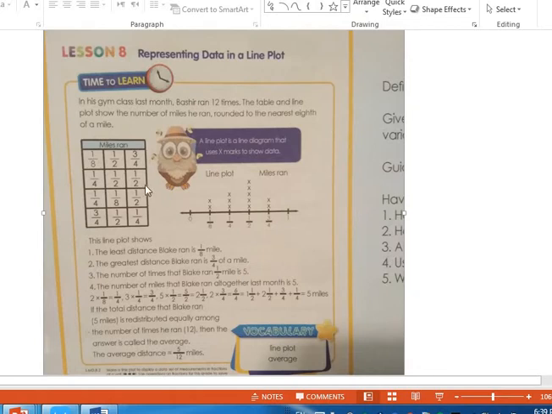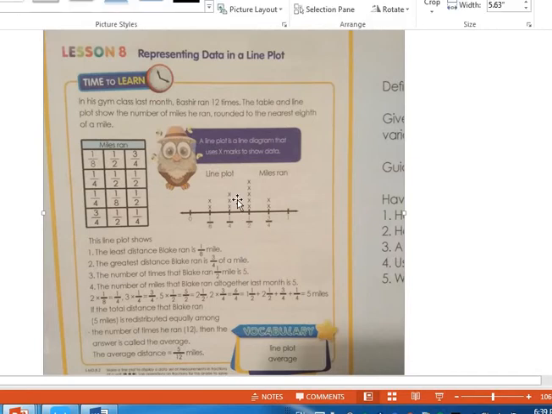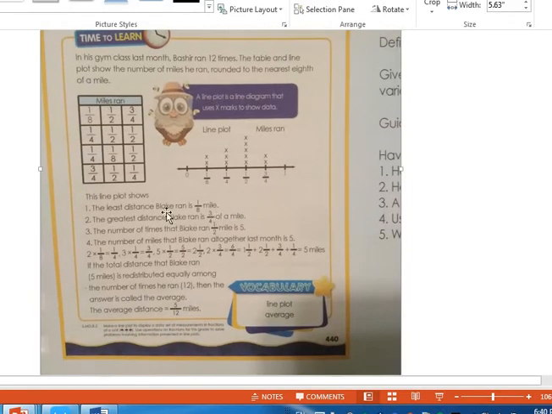Here 3/4. How many times does it appear in this line? 1, and in this row, yes, it appeared 2 times. So I draw 2 x's. Okay, it's very easy. The line plot shows the distance Blake ran in eighths of a mile. What does it mean? Here I have the least distance Blake ran is 1/8 mile. This is the least that he ran.